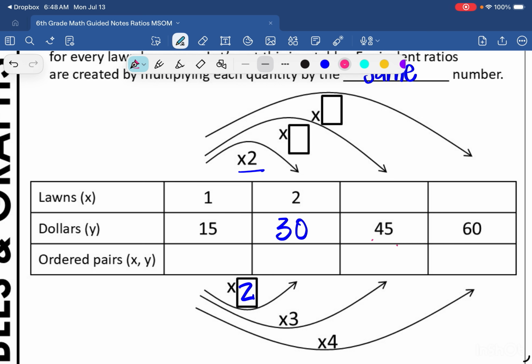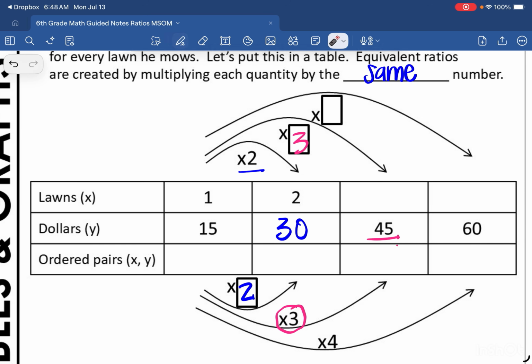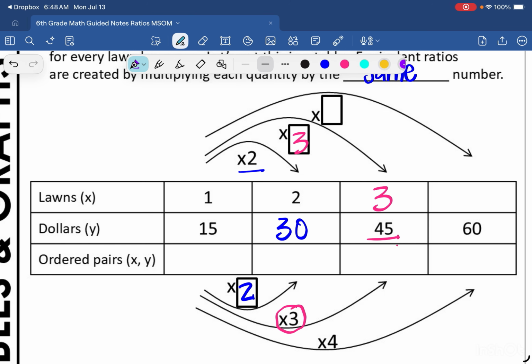For how many lawns does he need to mow to get $45? I'm going to multiply each number by 3. 15 times 3 is 45. And then 1 times 3 will give me 3. So it shows me down here for multiplying by 4, 15 times 4, he would make $60. So then I'm also going to do 1 times 4, and that would be 4. So 4 lawns is $60.